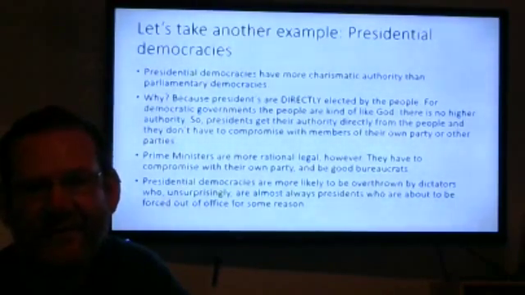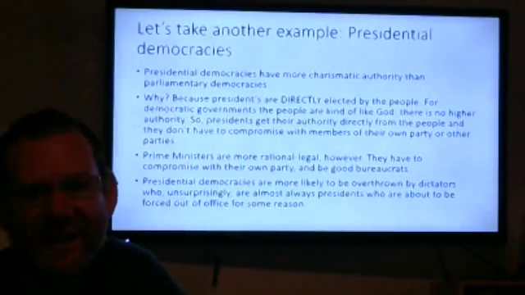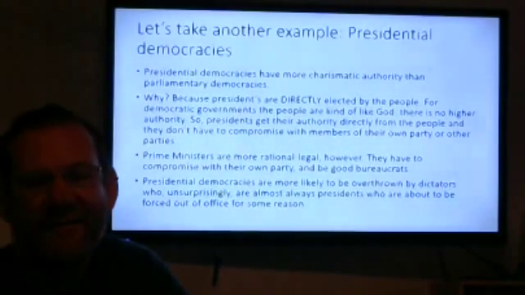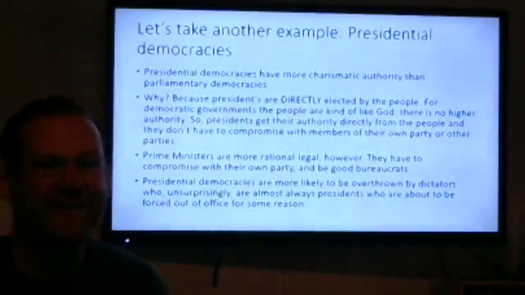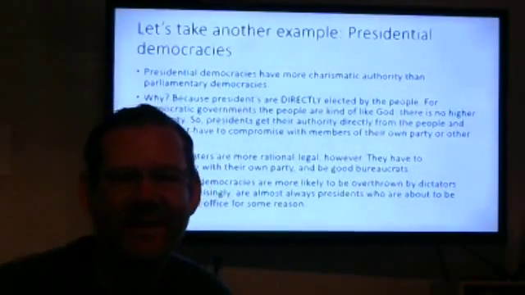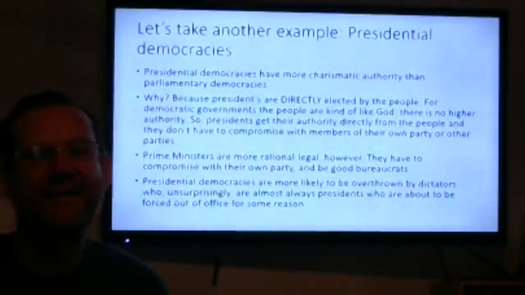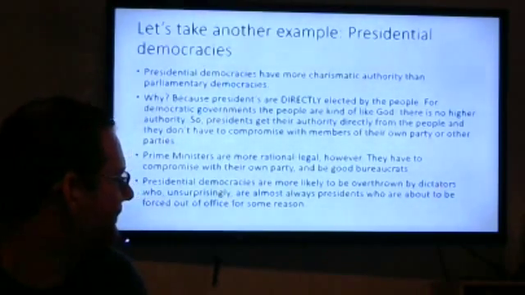Think of the great U.S. presidents, JFK, FDR, Abraham Lincoln, Ronald Reagan. The great communicator, right? Actually, Reagan's a perfect example here. The great communicator. When he talked, people felt like they wanted to follow him.